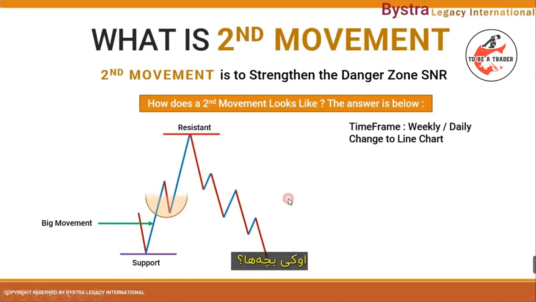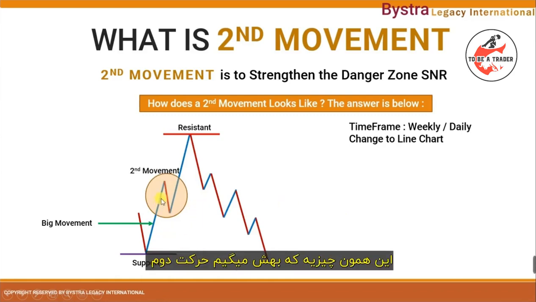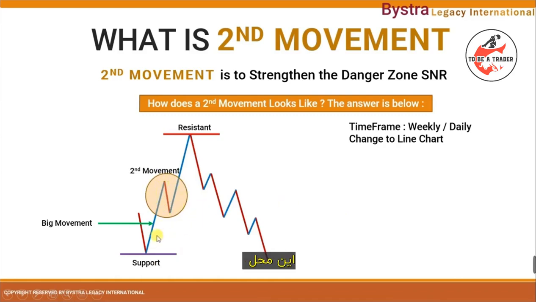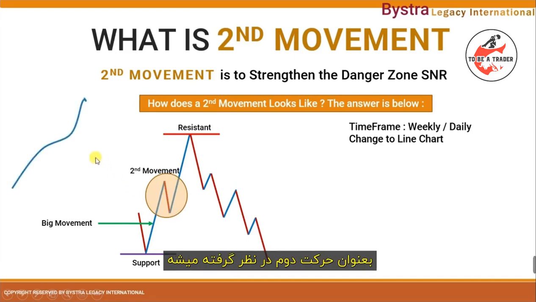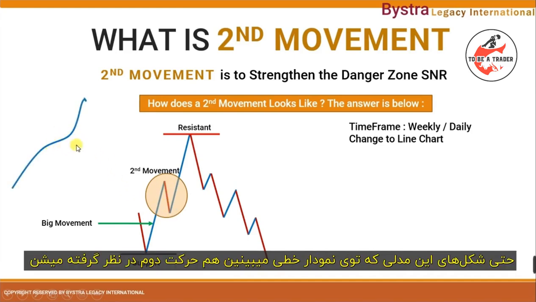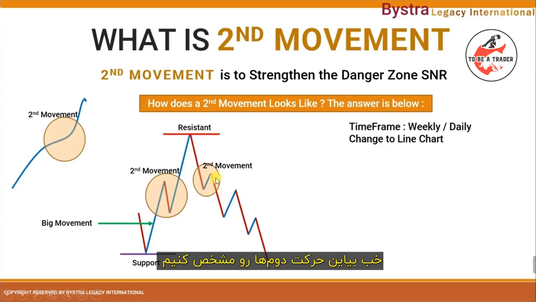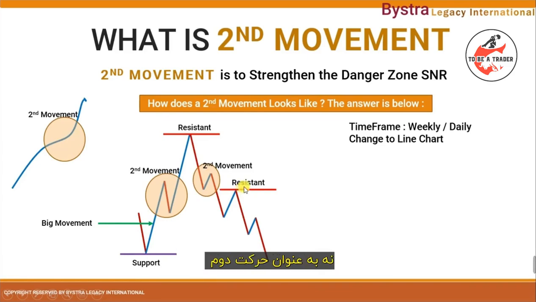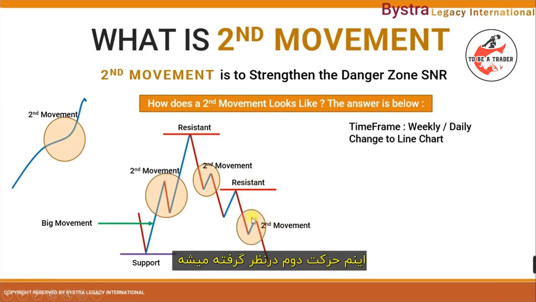Okay, guys? Next, this is what we call the second movement. This area, this little shape, is like an A V. Okay, an A V: price goes up, pulls back, and this is considered a second movement. Even this kind of shape, when you see it in a line chart, is also considered a second movement. So let's mark the rest with the second movement, and we will mark this as the resistance, not as a second movement. This will become a second movement as well.